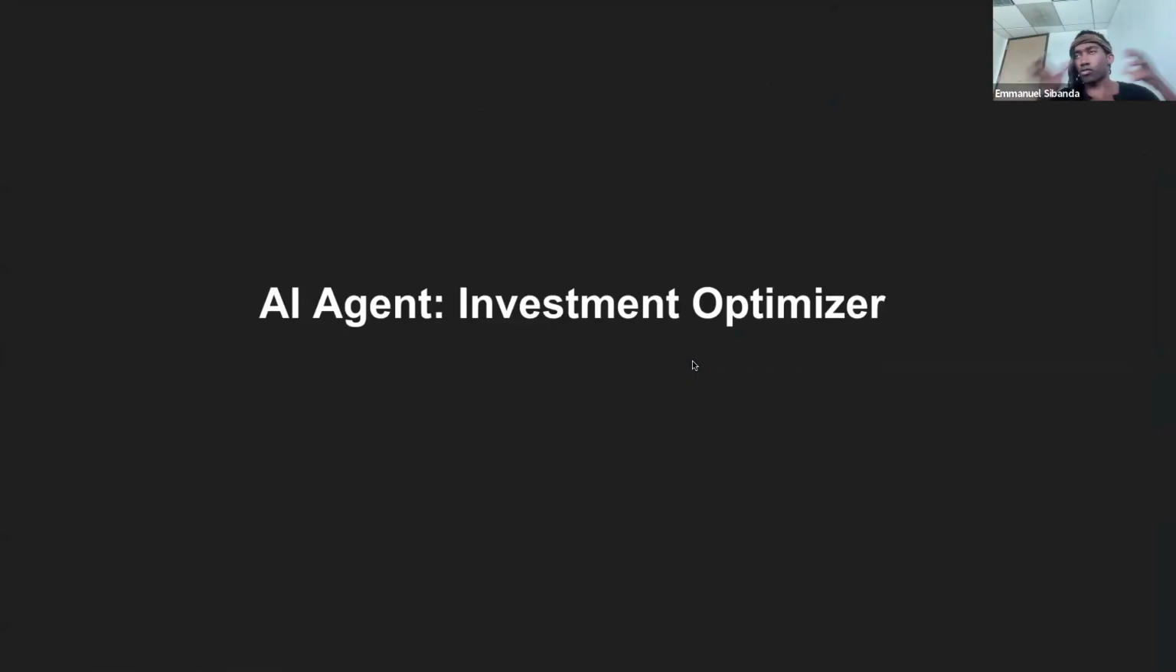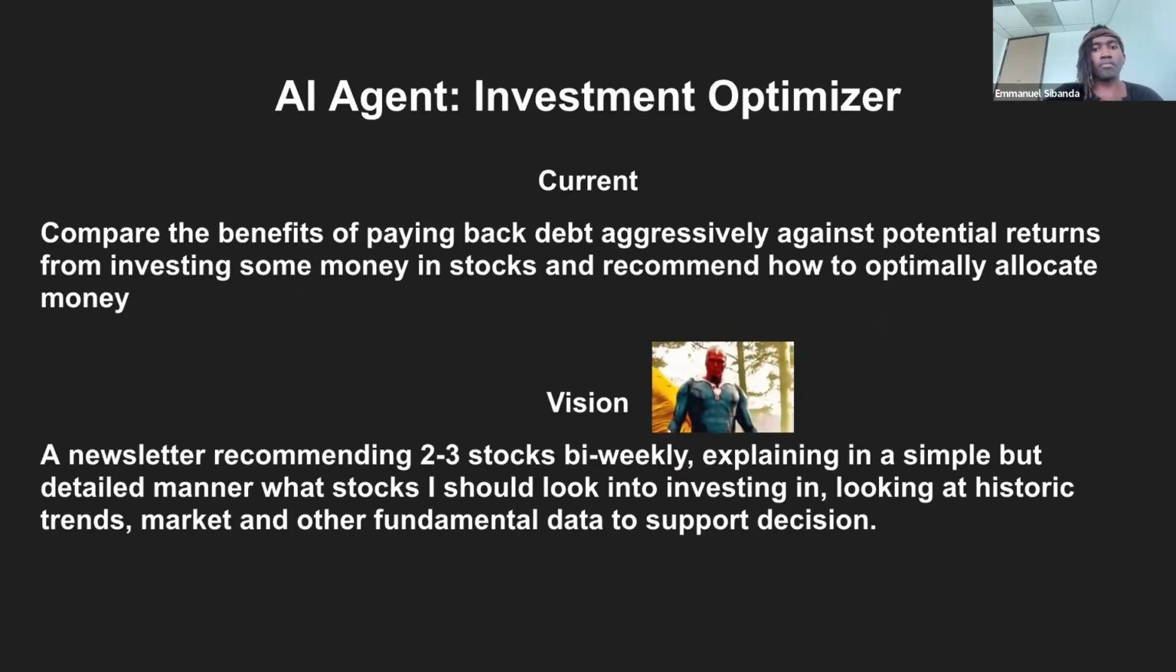As I mentioned before, there were two problems. One was related to the budgeting side of things. This one's more of, I call it an investment optimizer, if you want to call it that. There's a vision where I want this to go towards. Currently, it's comparing the benefits of paying back debt aggressively against potential returns from investing some money in stocks and recommending how to optimally allocate the money. But I'm realizing that I'm getting more value from the stock recommendations than I am from the debt prioritization. I think that's less of a problem in some ways.